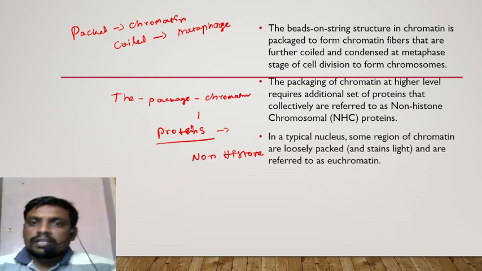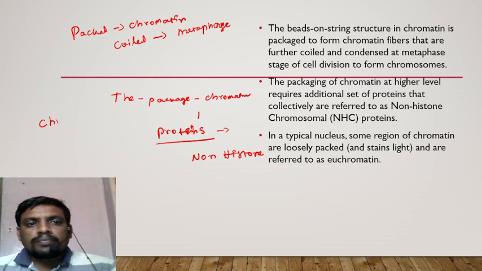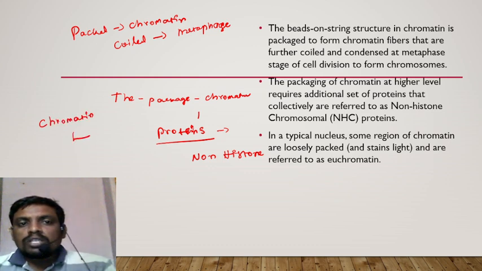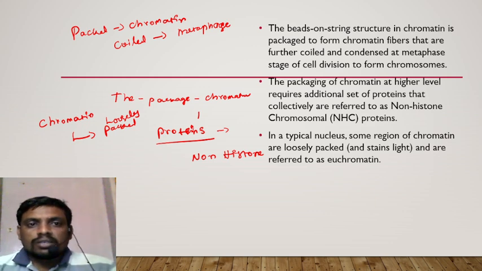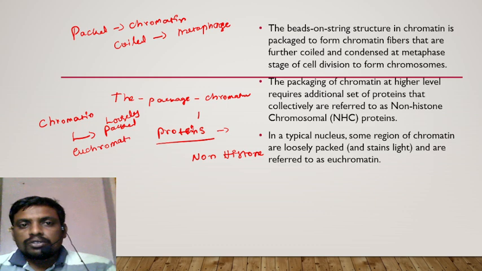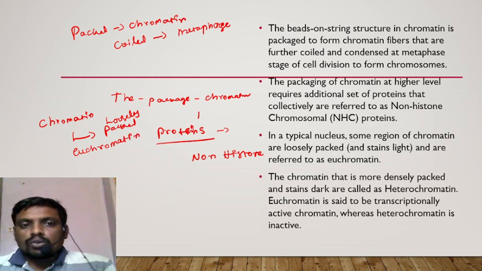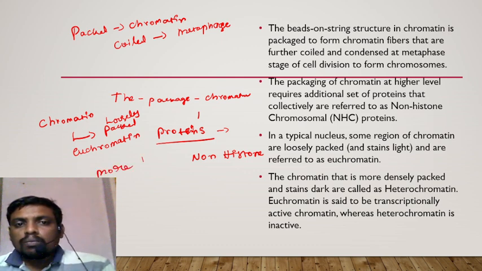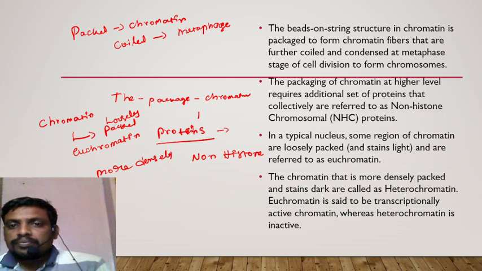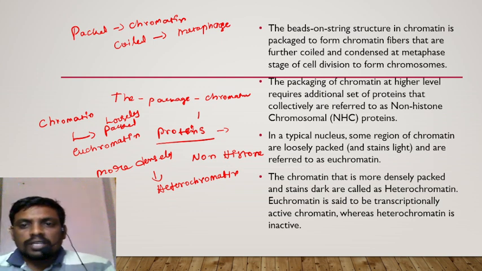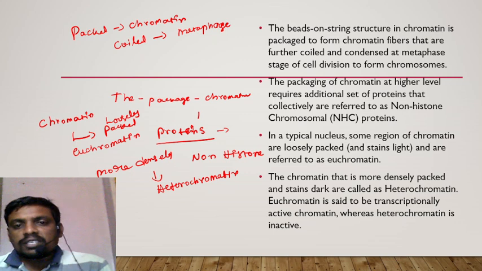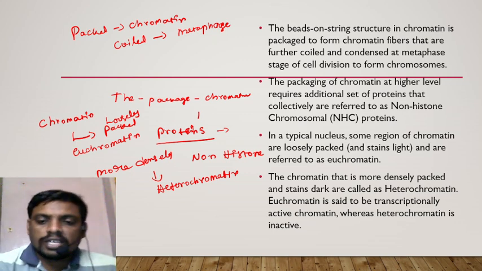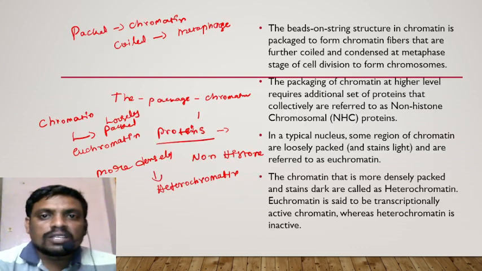Here, in a typical nucleus, some regions of the chromatin are loosely packed, and are referred to as euchromatin. The chromatin that is more densely packed and stains darkly is called heterochromatin. Euchromatin is said to be transcriptionally active, which is nothing but active chromatin, whereas heterochromatin is transcriptionally inactive. What is transcription? I will tell you in the coming videos.